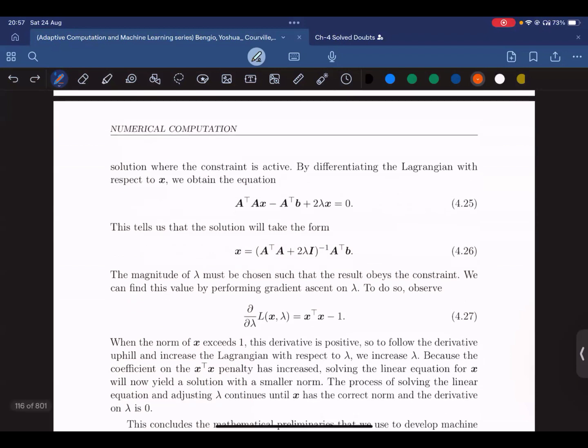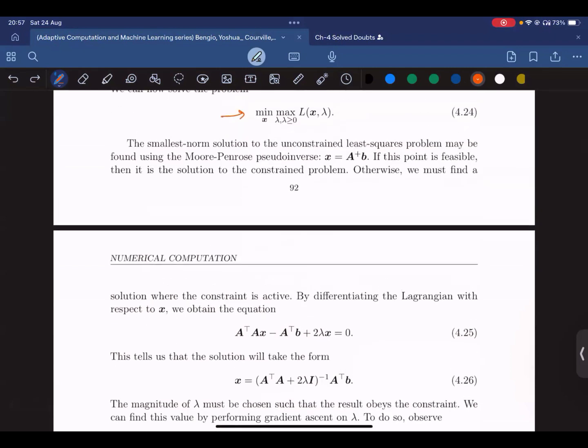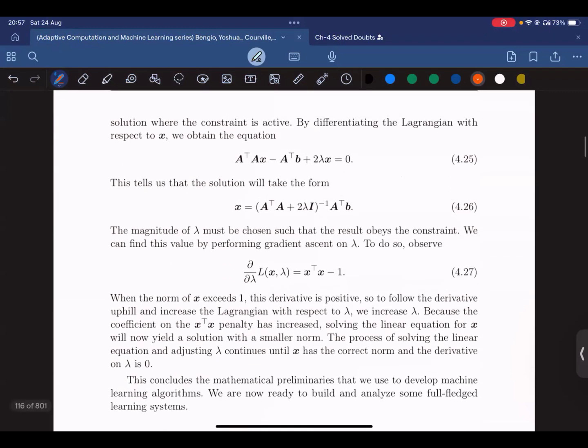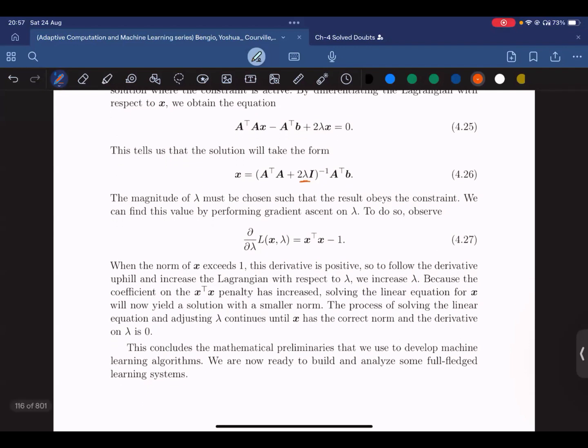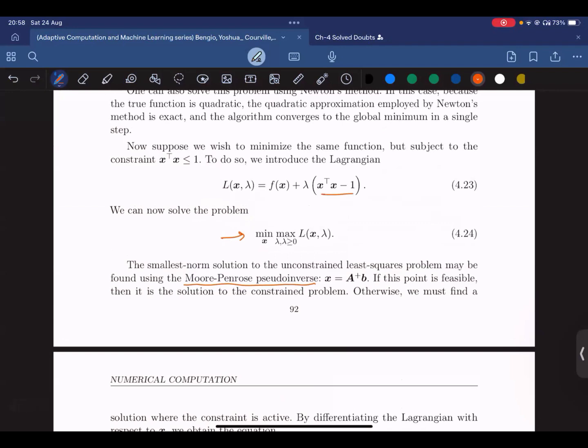Now this is very similar to the pseudo inverse of A, like we have seen in the linear algebra chapter. Here we do not know what lambda is, so we have to find lambda also. To get lambda, we can do gradient descent or gradient ascent. We know that if we differentiate our Lagrangian with respect to lambda, we get this quantity.